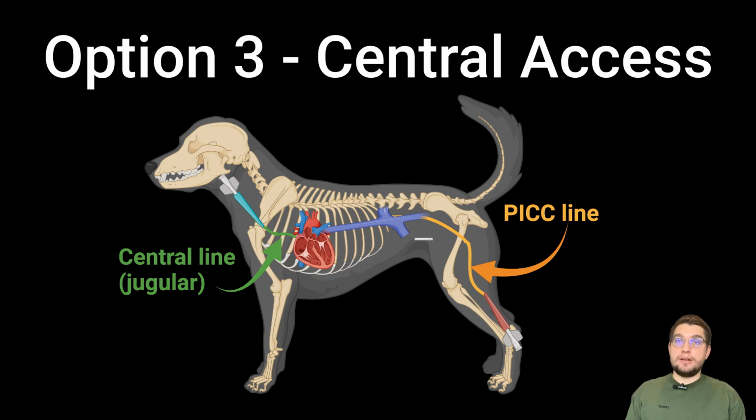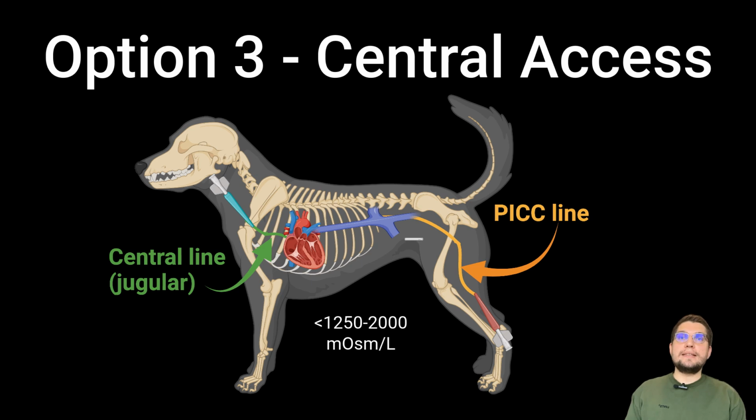And option number 3, you can use a central line. Placing a central line, for example, jugular vein or peripherally inserted central catheter or PICC line, allows safe administration of higher osmolarity solution. Central lines can typically handle up to 1250 milliosmoles per liter, and in some cases up to 2000 milliosmoles per liter. However, even with central lines, exceeding recommended osmolarity increases the risk of complications.